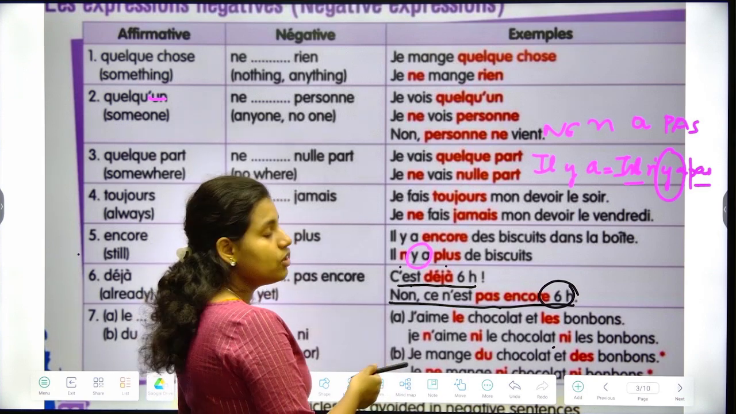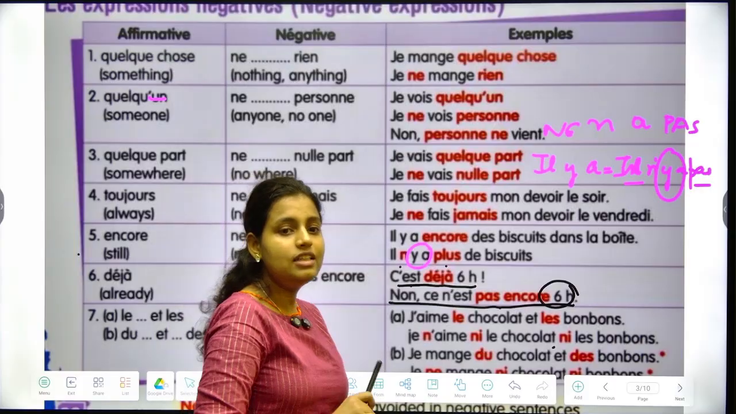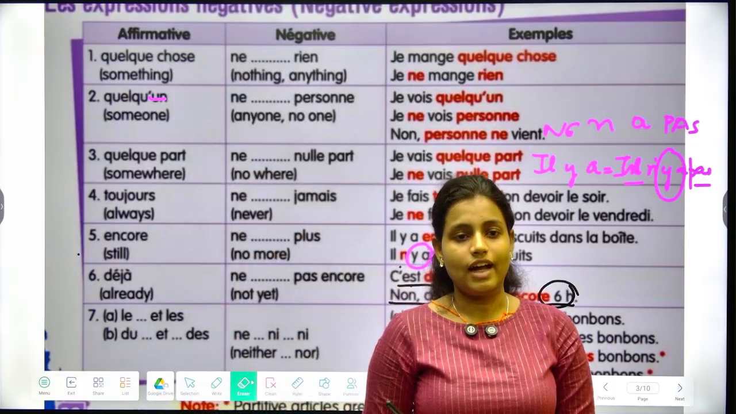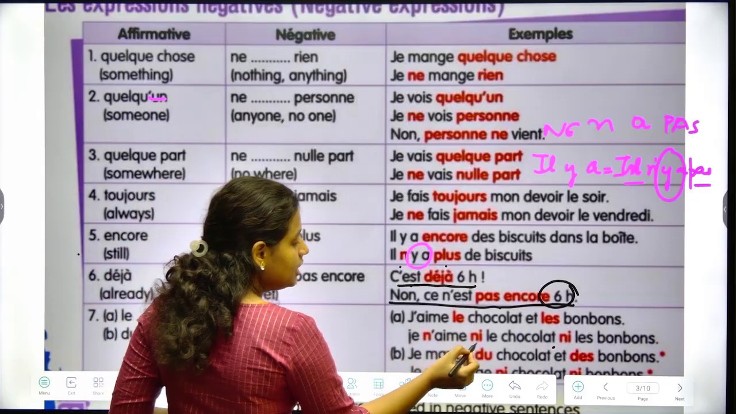So how will you negate? You will negate je n'aime ni le chocolat ni les bonbons. I neither like chocolate nor candies. That is, how do we negate? We put the markers ni and ni.